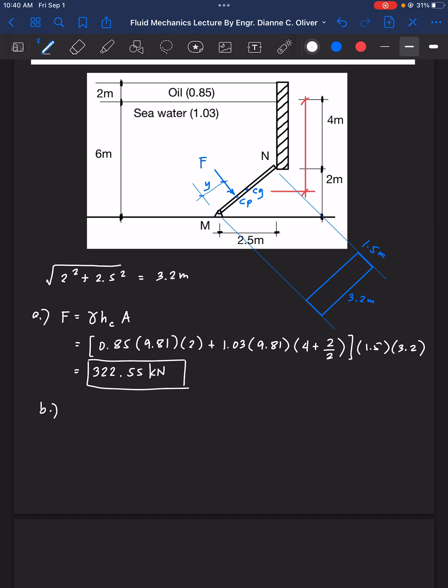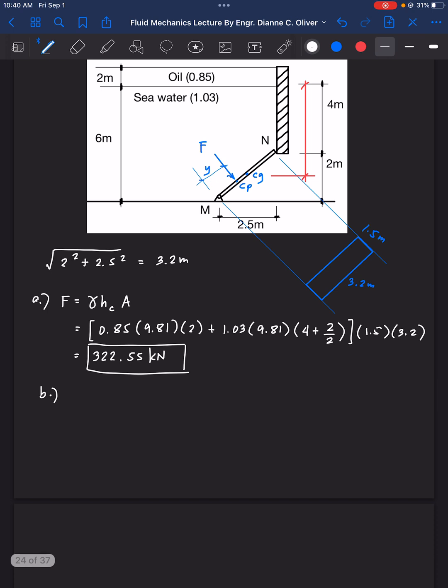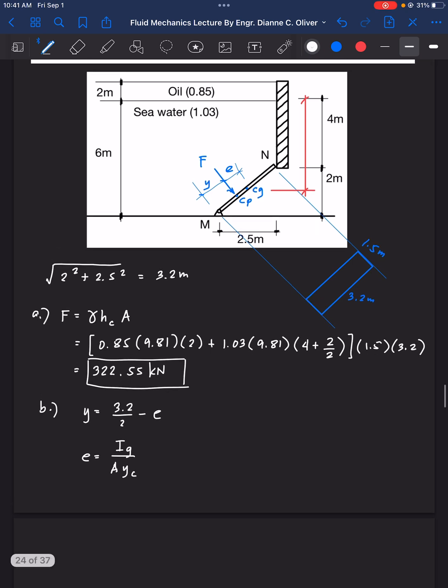So Y here, if you observe it, if this is your point, the eccentricity E, so Y now here is equal to 3.2 minus E, or the eccentricity E. Now we need to solve for eccentricity E, that is I sub G, or the moment of inertia, divided by the area and the YC. YC because we are dealing with an inclined surface. So here is the YC.